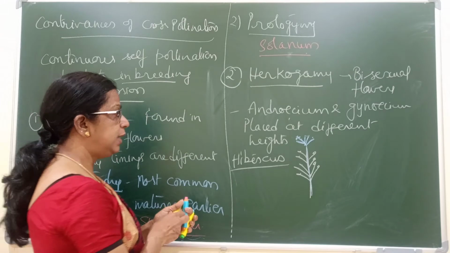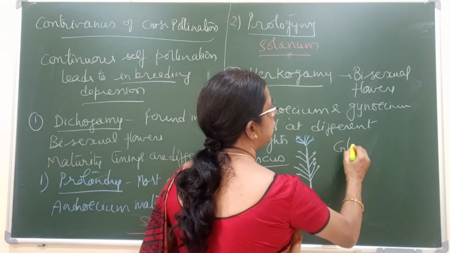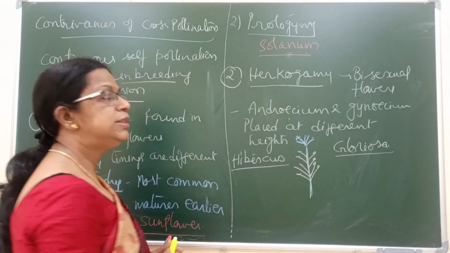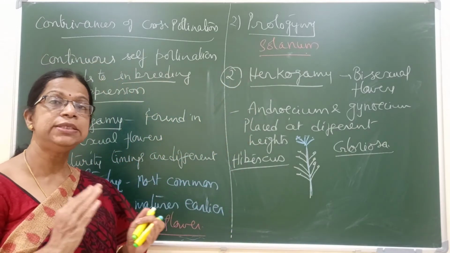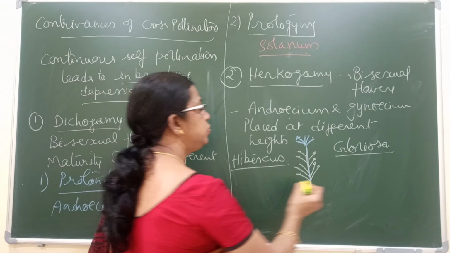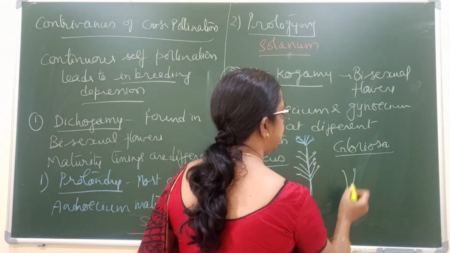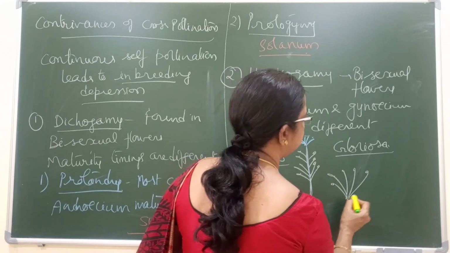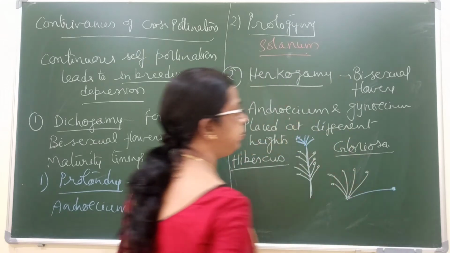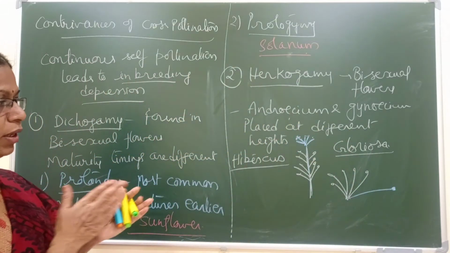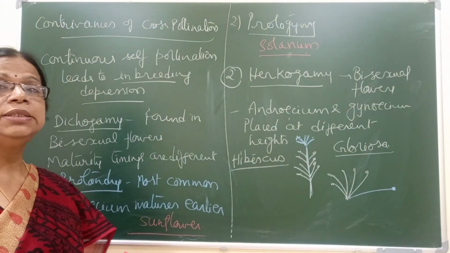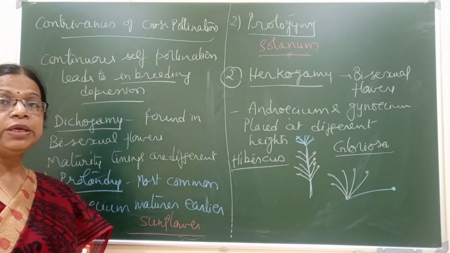Similarly, another example is gloriosa. In gloriosa, stamens and stigma are placed in different directions. Suppose stamens are in one direction, exactly opposite, the stigma will be present. So they are completely perpendicular to each other. In such a condition, self-pollination can be prevented.